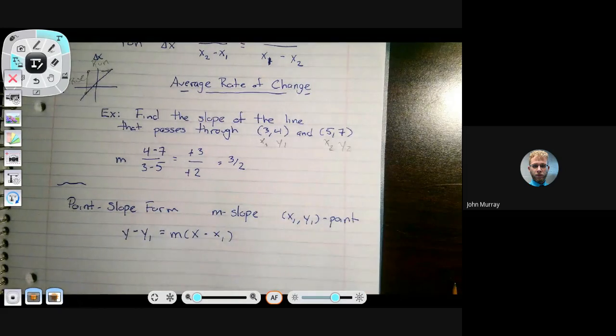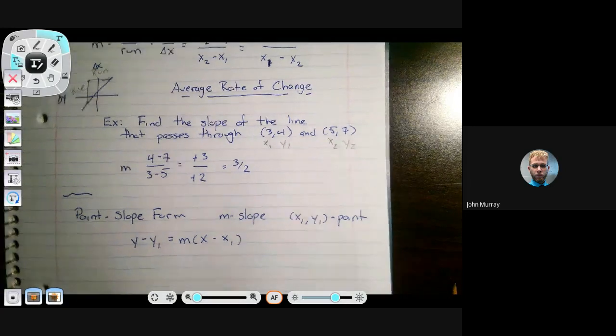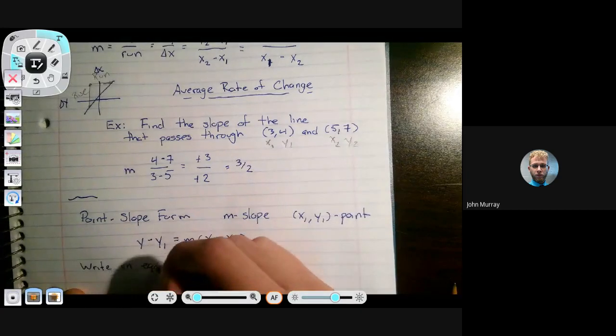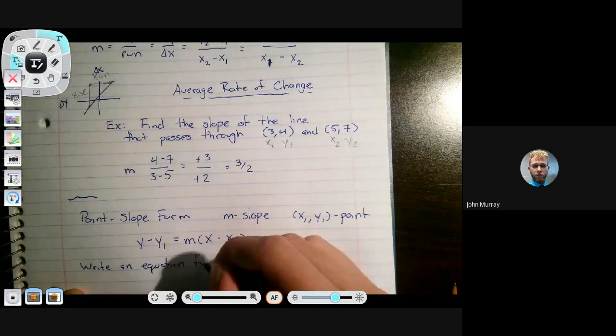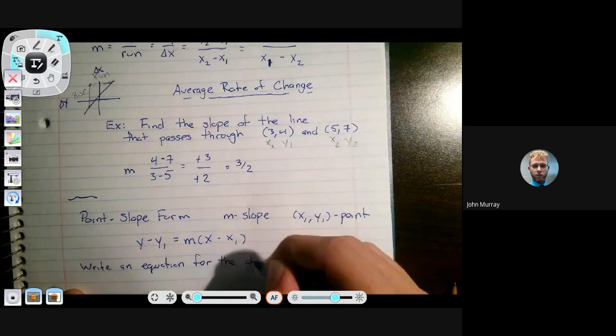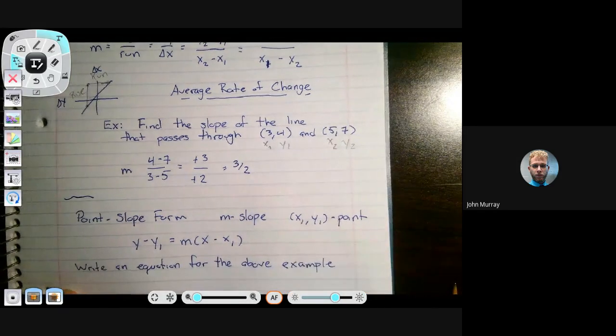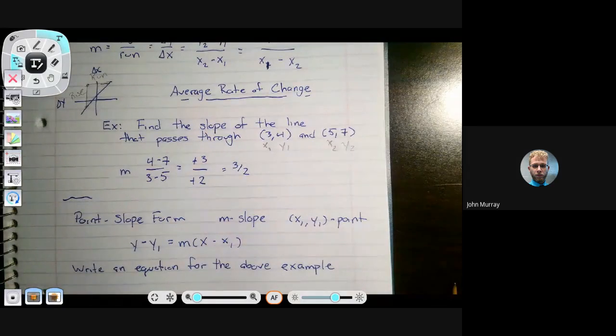Okay, does this look familiar from last year at all, or is this new to you guys? It looks familiar. Okay, you may not have used it a lot, but as long as you've seen it before, that's good. So what we're going to do now is write a linear equation for the above example.